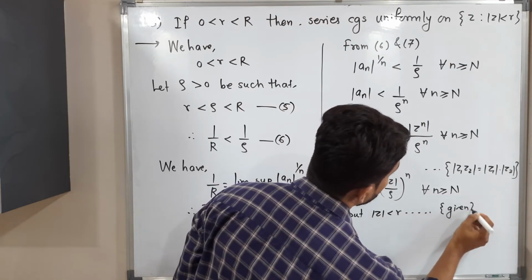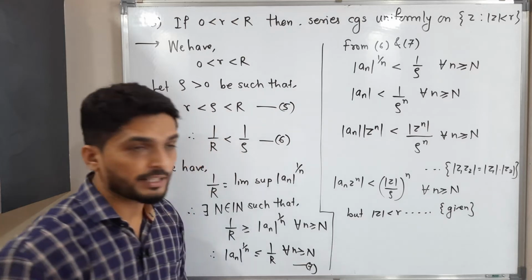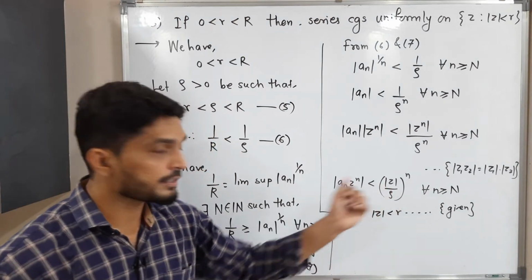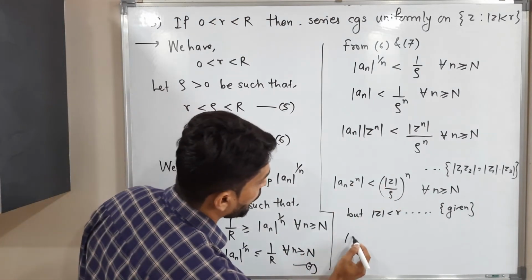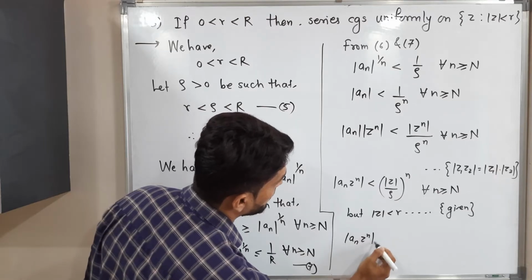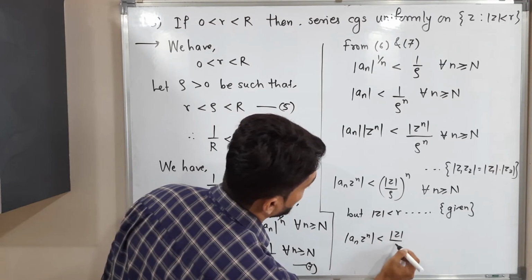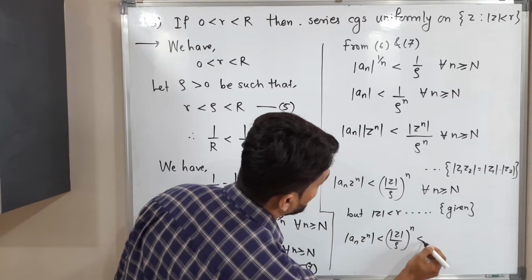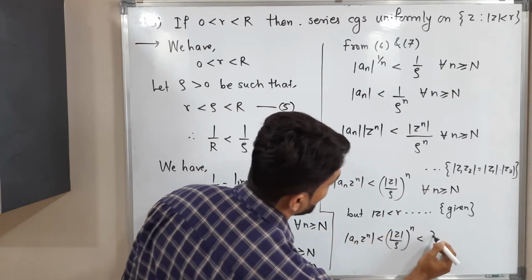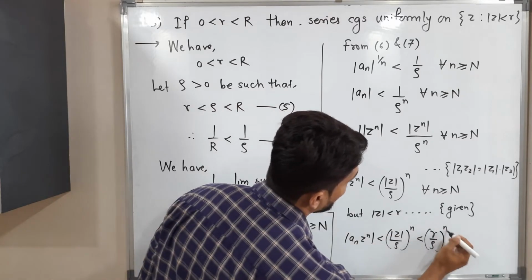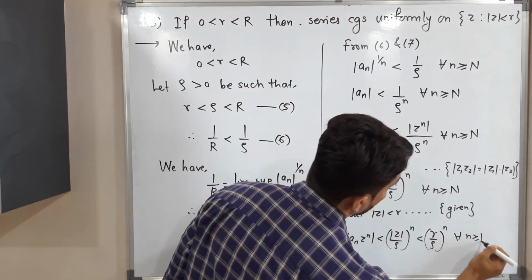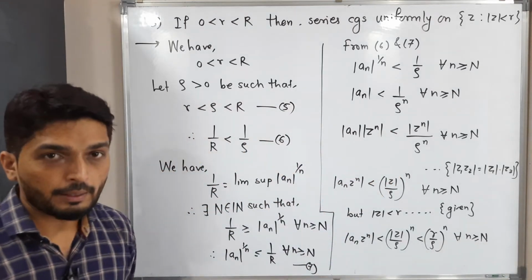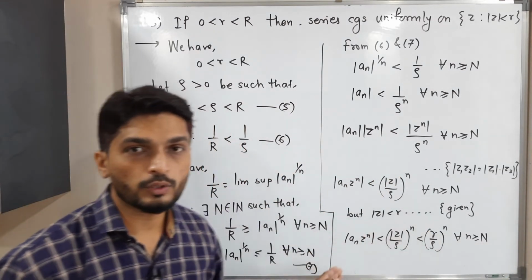So that means for this domain, particularly the domain we are discussing, let us use this inequality here. So what can we write? Mod a_n z raised to n is less than mod z by rho raised to n, and mod z is less than r, so r by rho raised to n, and we should carry the condition n greater than or equal to capital N. So a less than b, b less than c, so a less than c.